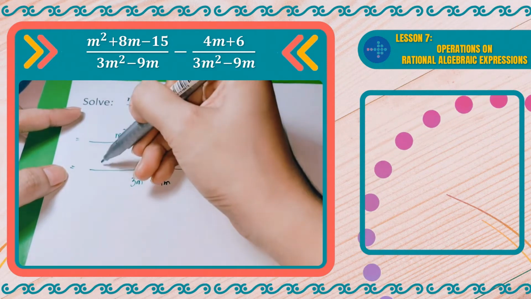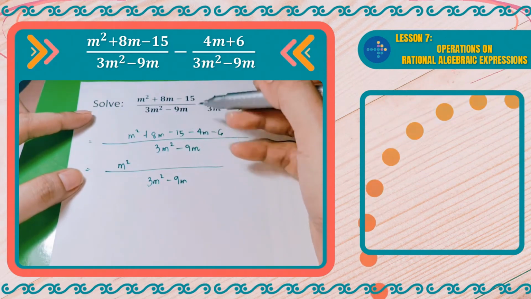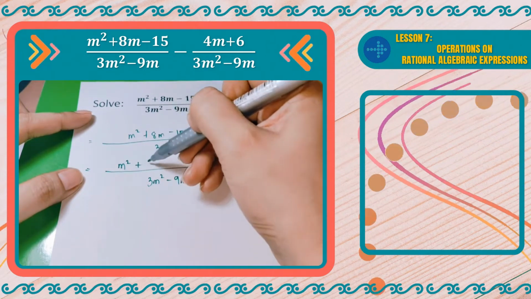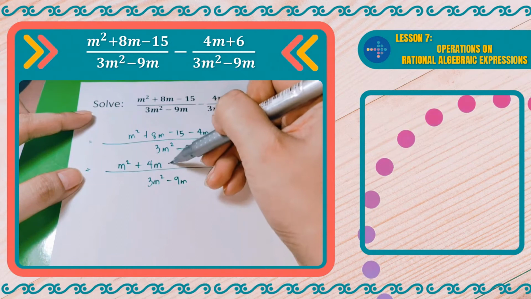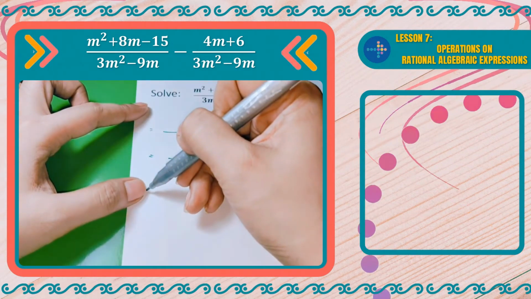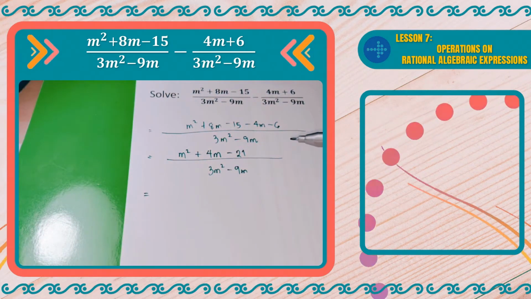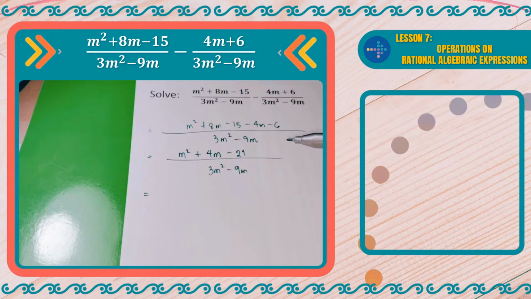So, m squared is m squared. So, 8m can be combined with negative 4m. So, positive 8 plus negative 4 is positive 4m. Then, negative 15 plus negative 6 is negative 21. So, let us check if we can still factor them to see a common factor that we can cancel.